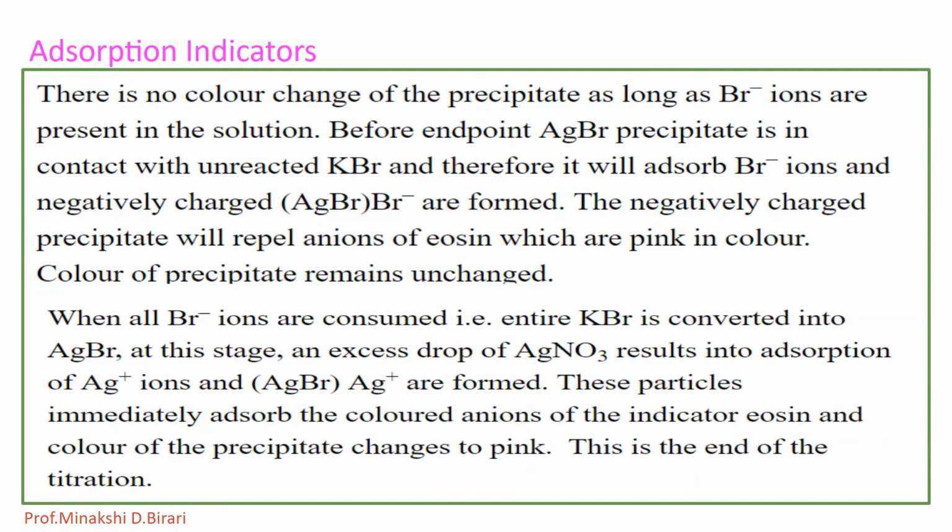So the phenomenon of adsorption is used to detect the end point of some precipitation titrations. One example is the precipitation titration of a solution of sodium chloride against silver nitrate solution in presence of an adsorption indicator like bromocresol blue. Another example is the formation of silver bromide in presence of silver nitrate and the adsorption indicator, that is eosin.